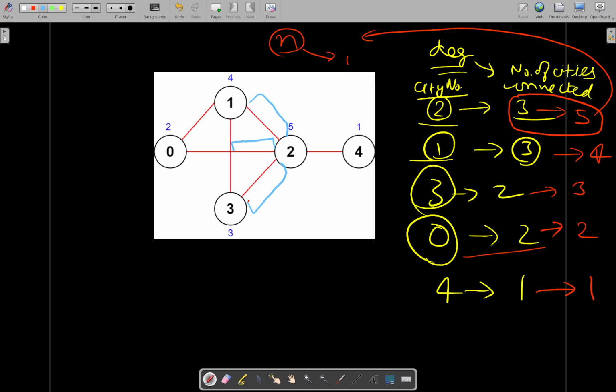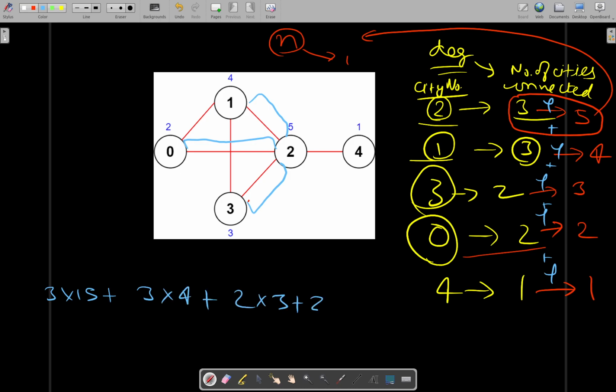Okay, so this road going up till 0. So you can very well multiply this and then add all of these. So what I am saying here is 3 multiplied by 15 plus 3 into 4 plus 2 into 3 plus 2 into 2 plus 1 into 1. So this is what we will be doing here. So this is the number of cities a city is connected to and the number it is assigned. Okay, and this will be your result.